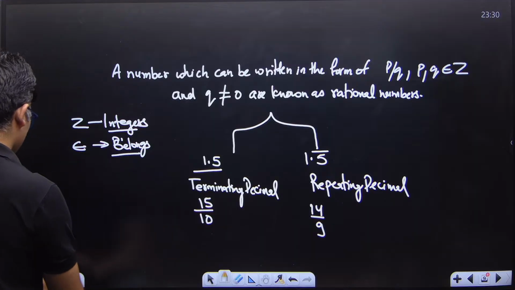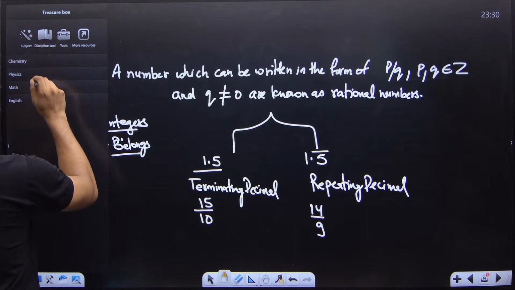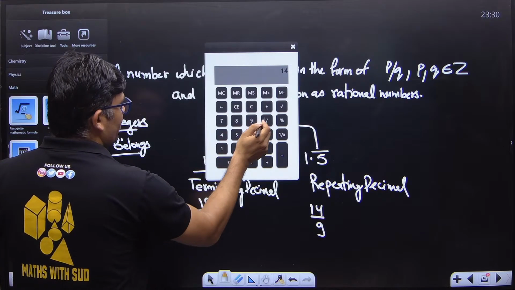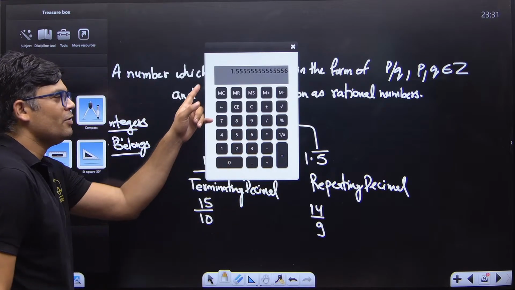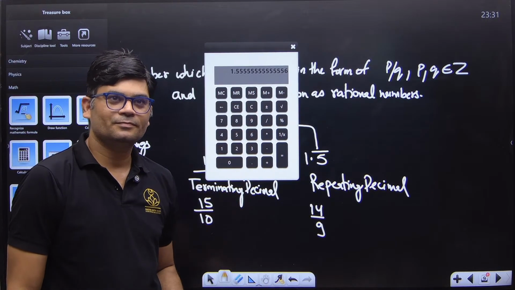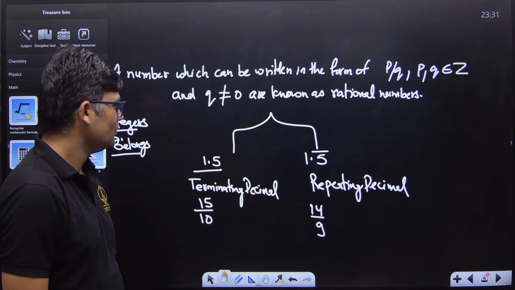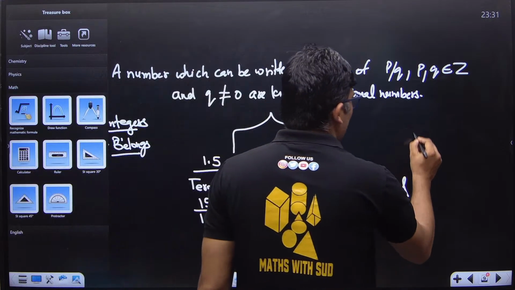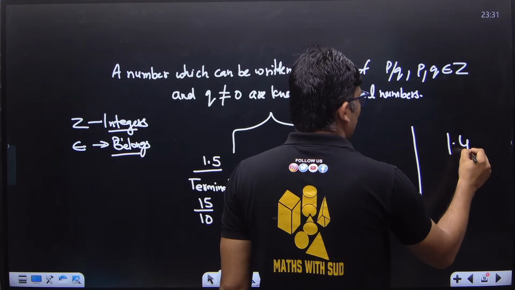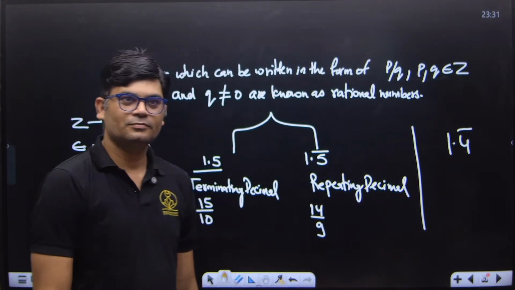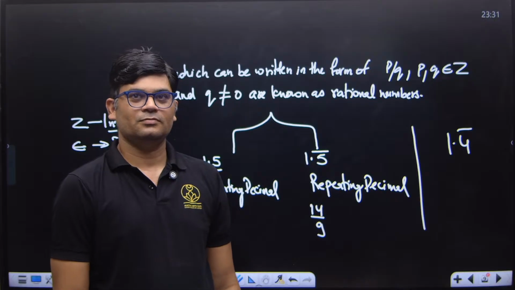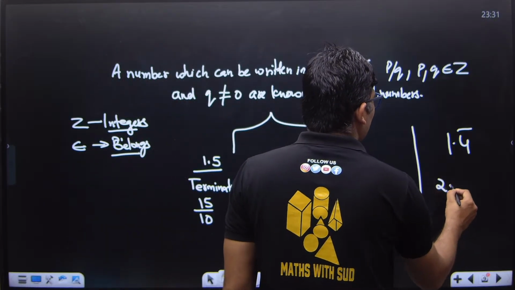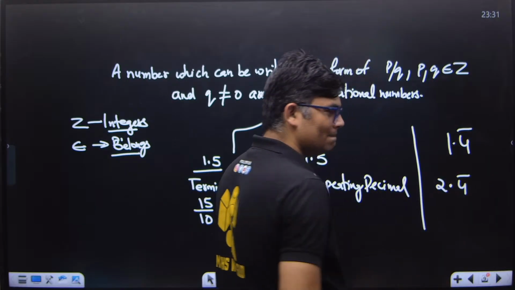Let us see. Calculate. See, 14 by 9. Can you see it is going 1.55555 like this? Okay. Can you tell me what will be the rational form of 1.4 bar? It would be 13 over 9. Very good.